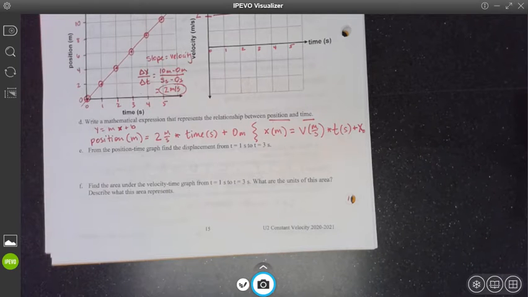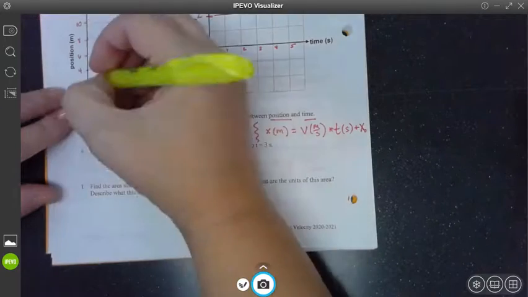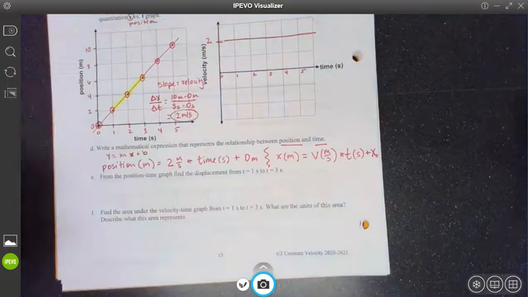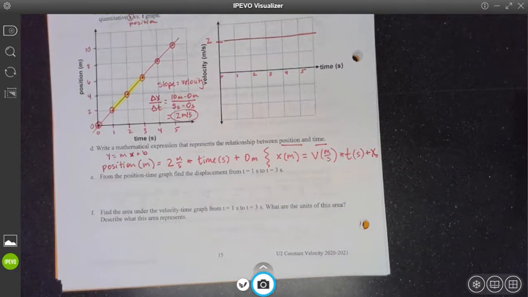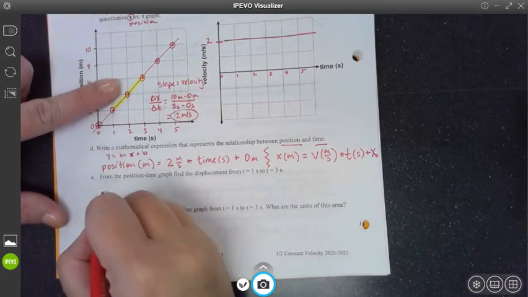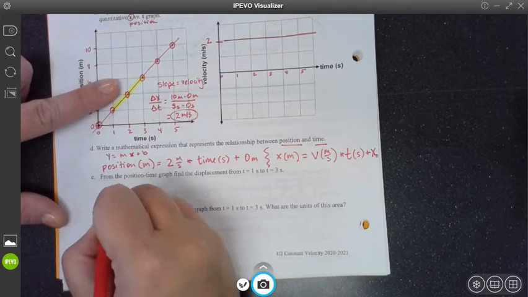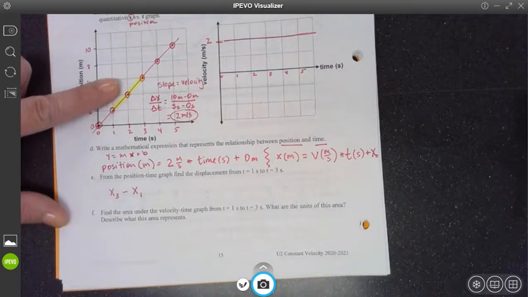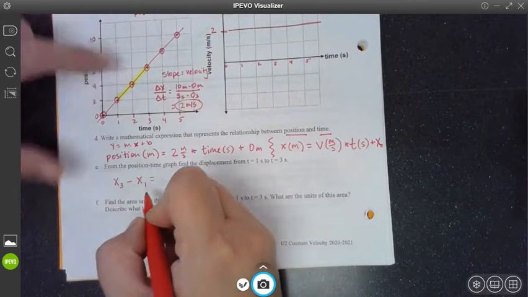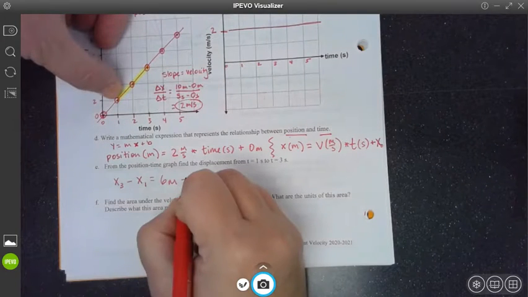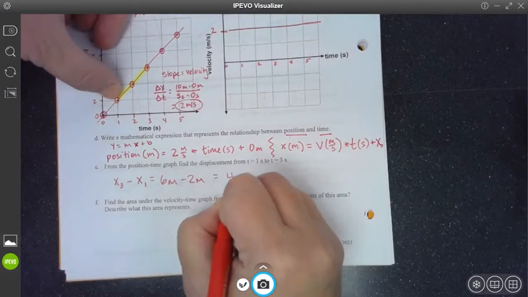Trying to grab a highlighter. Okay, so between 1 second and 3 seconds, we're looking at the interval between those 2 points. So the displacement between those two is whatever the change in position is. So we're going to look at the position at 3 seconds minus the position at 1 second. So at 3 seconds, our position is 6 meters. At 1 second, our position is 2 meters. And so the displacement then is going to be 4 meters.